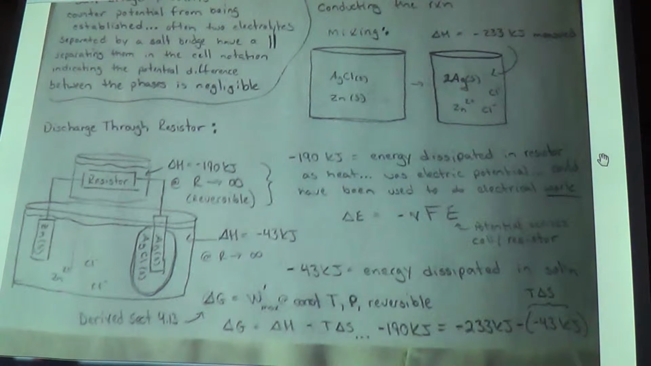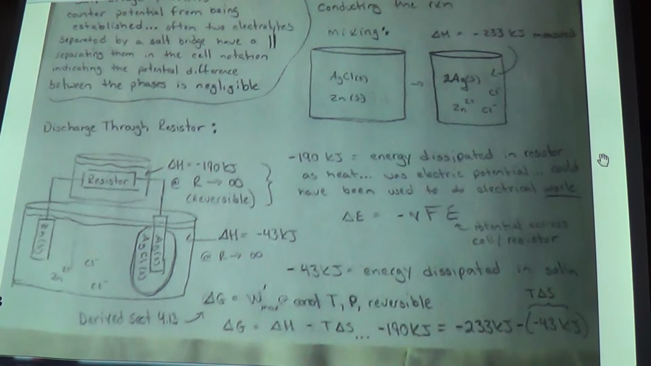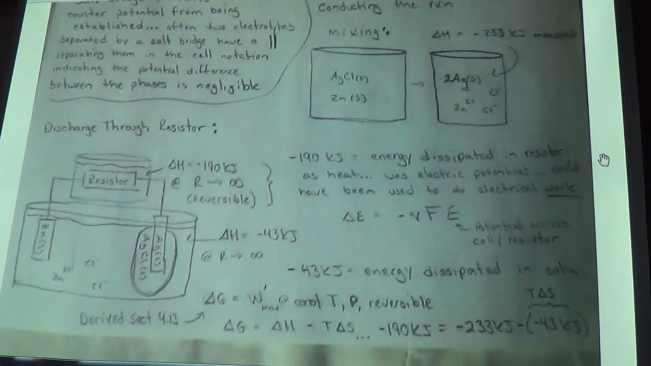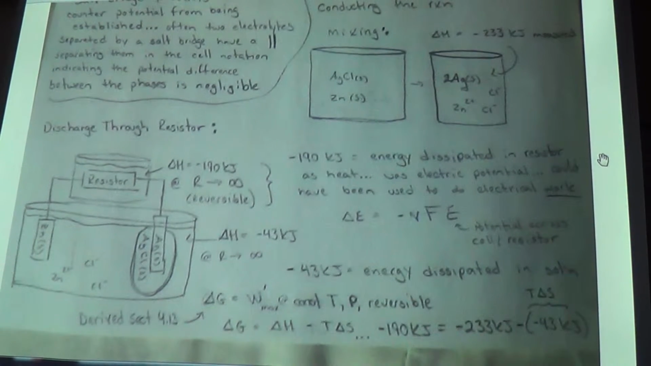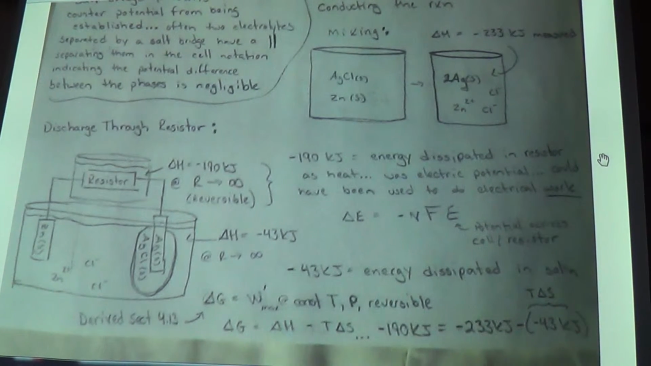And the derivation's quick. You can go take a look at it in the book. But essentially, for a reaction that happens at constant temperature and pressure, the maximum amount of work that you can get out of the reaction is equal to delta G. So let's look at this reaction that we looked at early in the lecture. We said that if we just take the silver chloride and the solid zinc and throw them in a solution together, 233 kilojoules of heat is going to be released, all right? And so delta H for that reaction is negative 233 kilojoules.